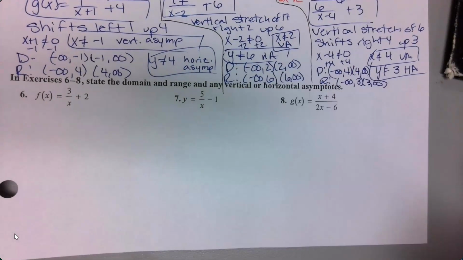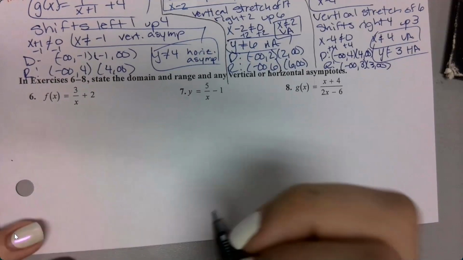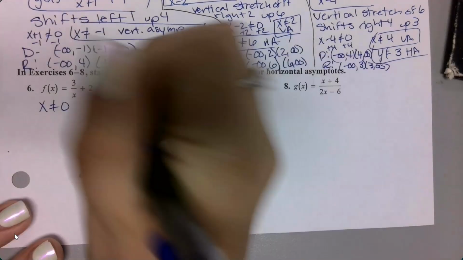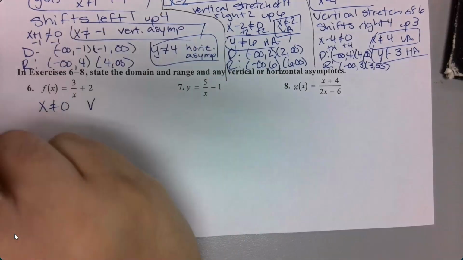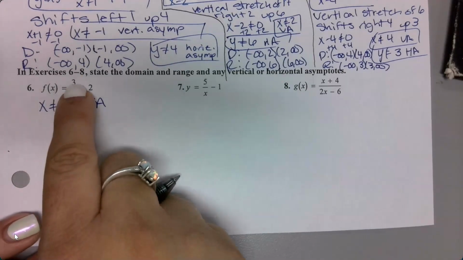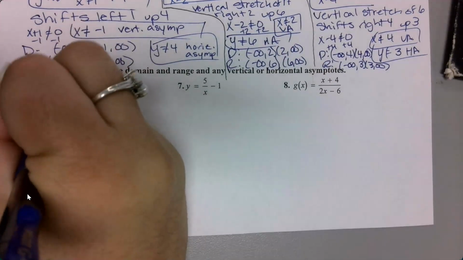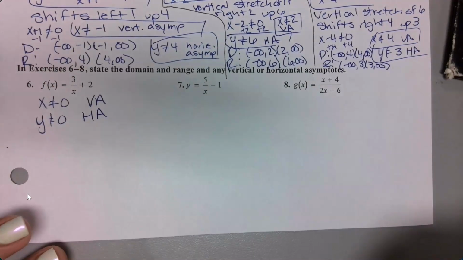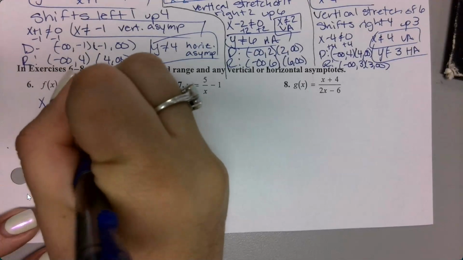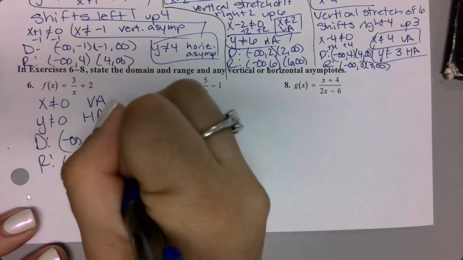Okay, numbers 6 through 8 just want me to state the domain, range, and any vertical and horizontal asymptotes. So on this one, to find my vertical asymptote, I take my denominator and set it not equal to 0. So that is my vertical asymptote. My horizontal asymptote, my exponent is larger on the denominator than it is the numerator. That means it is going to also be 0. And then I just go ahead and do my domain and range. So negative infinity to 0, 0 to infinity. And it's the same for my range because I have the same number.